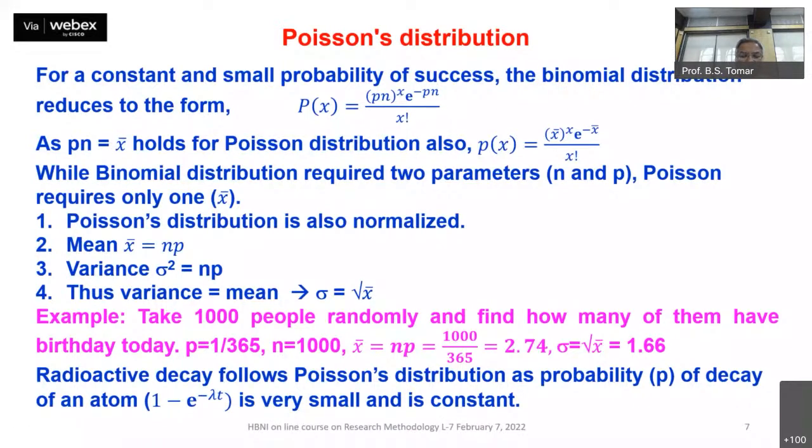So when you take an ensemble of a radioactive substance, it may have a large number of atoms. Maybe if you take a gram, then you will have very, very large number, 10 power 20, 21, 22 atoms. And the probability of decay of each atom is very, very small. So such a decay, radioactive decay, follows Poisson's distribution. And when you do radioactivity counting in our detector, you get some counts. Again, which atoms are decaying, we do not know.